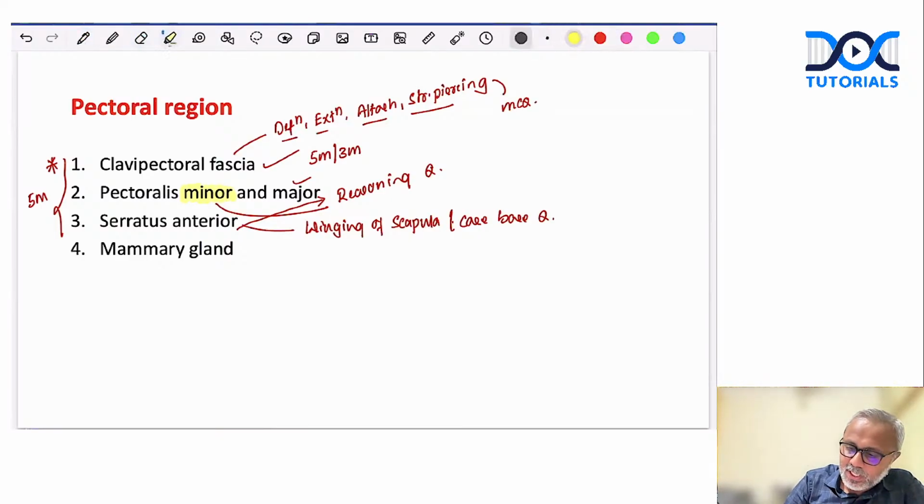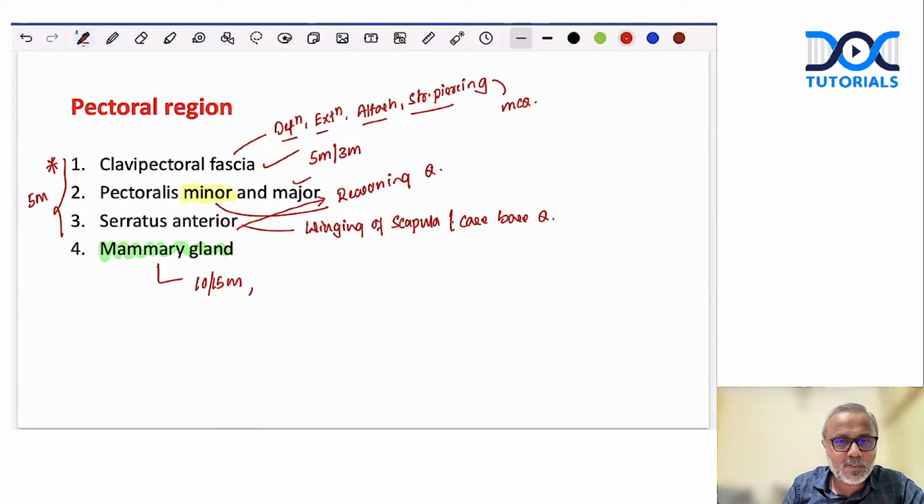Then, of course, the mammary gland. How can we ignore this topic? The mammary gland is a potential 10-marker or 15-marker question. It is a very important long essay in the entire section of the upper limb.